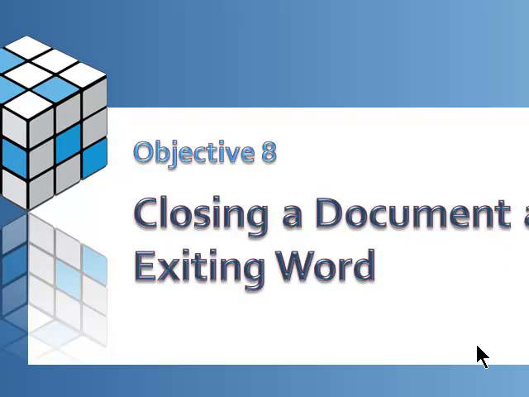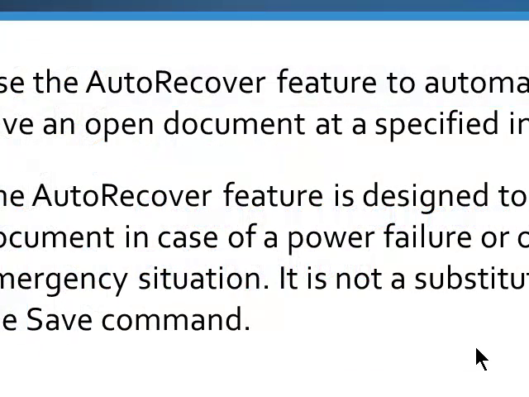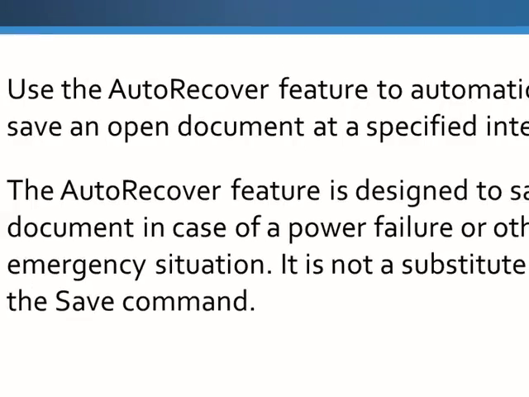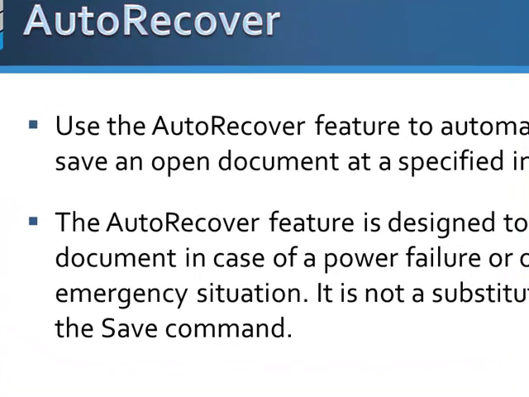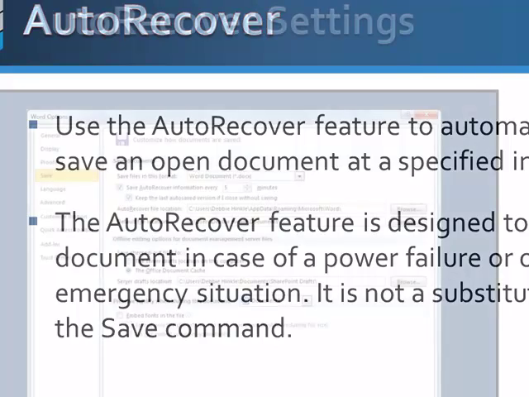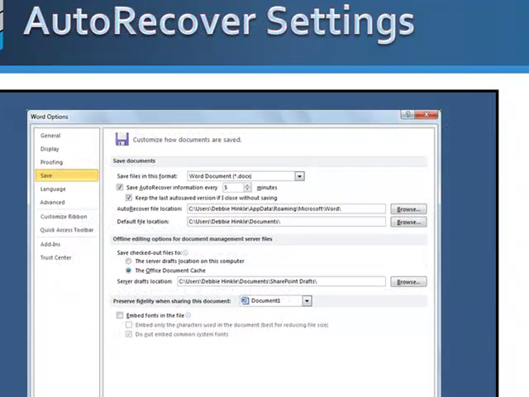The last objective is closing a document and exiting Word. Now, you can use the auto recovery feature to automatically save an open document every 10 minutes, 5 minutes. You can use those settings. The auto recover feature is designed to save a document in case the power goes out. It's not to be your primary source of saving. So use auto recover as needed, but nothing beats you physically saving.